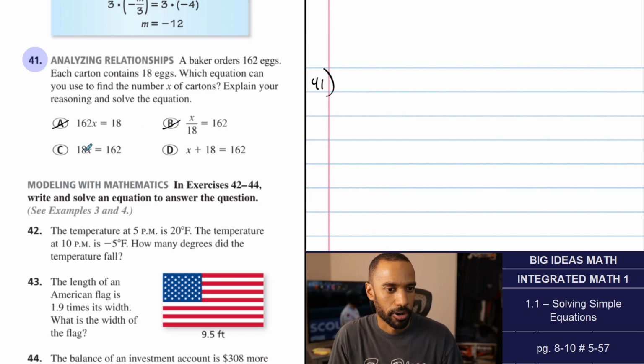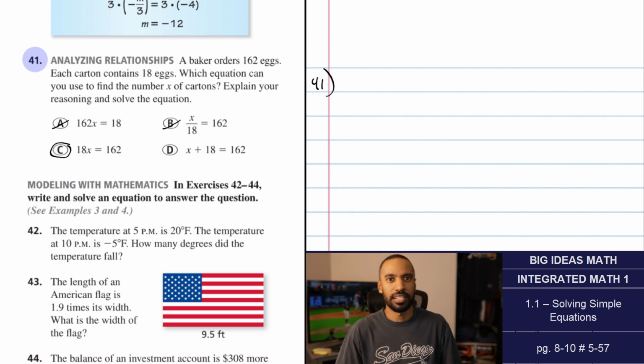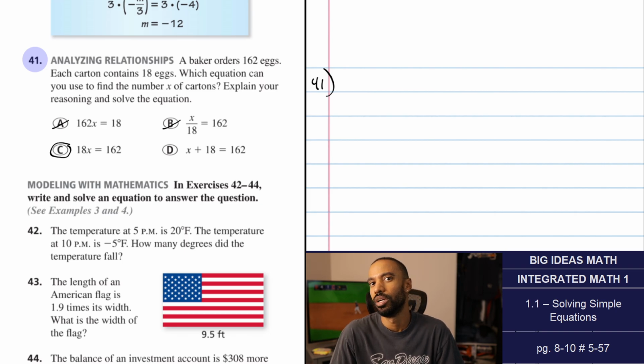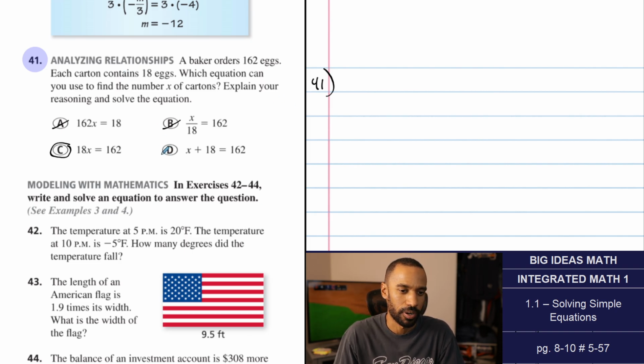18 eggs per carton times the number of cartons equals the number of total eggs. That's sounding good. I'm going to believe that for now. Or the number of cartons plus the number of eggs per carton equals 162. If I had 20 cartons and 18 eggs per carton, do I have 38 eggs total? No. Unless there's one egg in each of those cartons, and what we're talking about is irrelevant. We're not going to add these. We're going to multiply them.